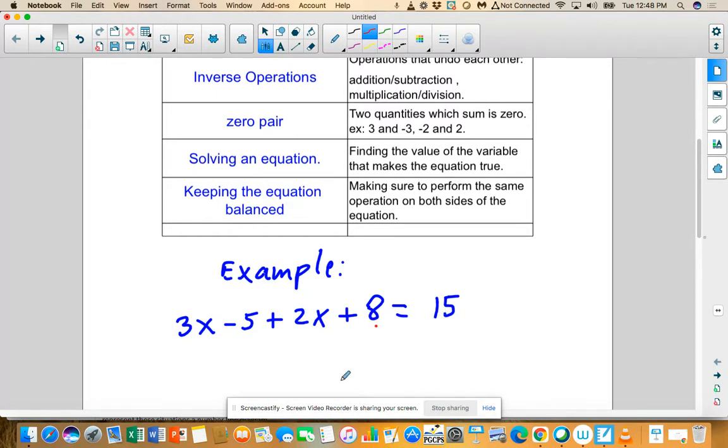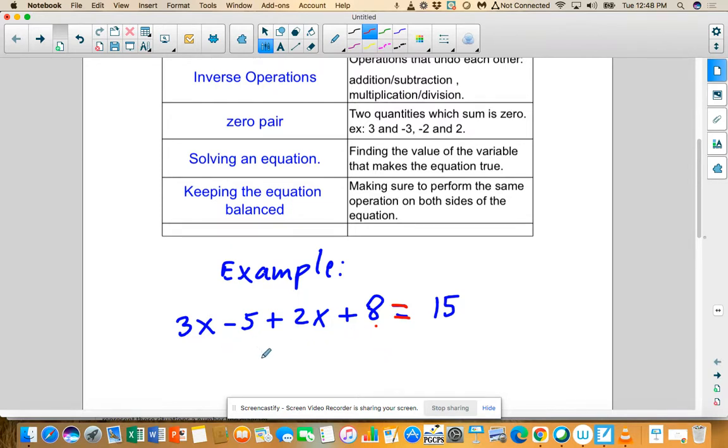In this equation in particular, you notice the equal sign. That means this is an equation. We have a mathematical statement on the left, another one on the right. So that's an equation.